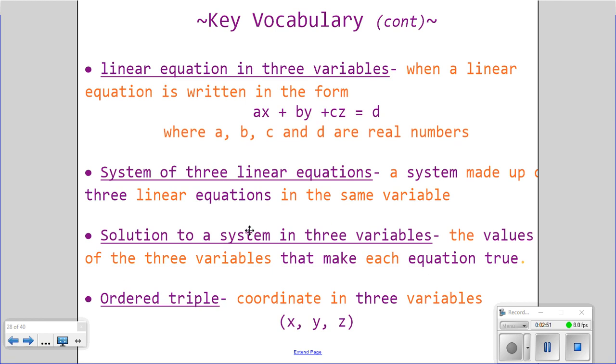Lastly, we have an ordered triple, which is a coordinate on a 3-dimensional graph where the 3 numbers represent the 3 variables that are the solution to the system. So when you write your ordered triple, make sure you put it in alpha order. So x, then y, then z.